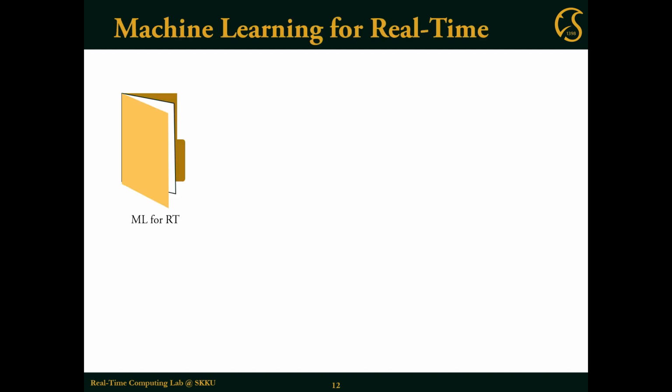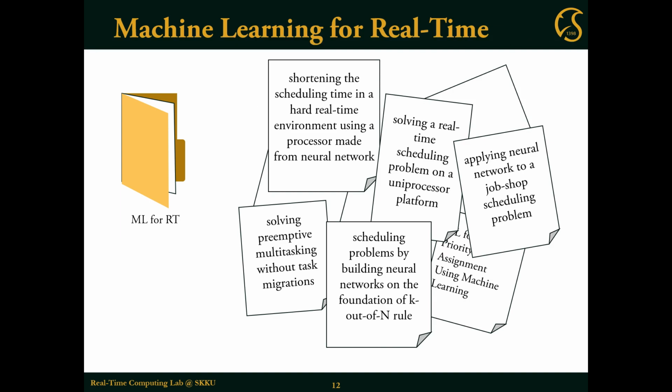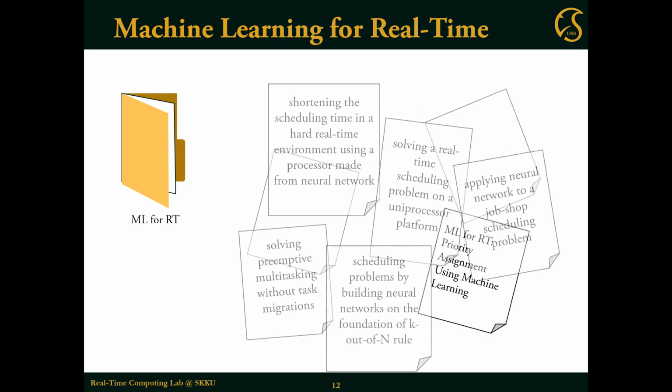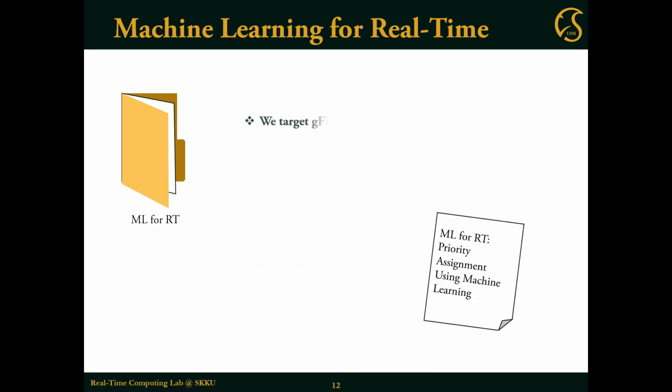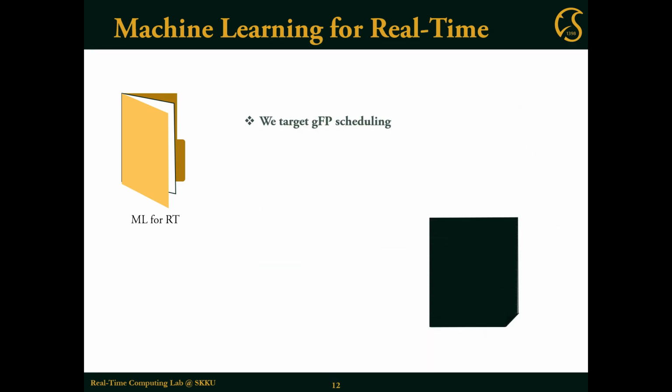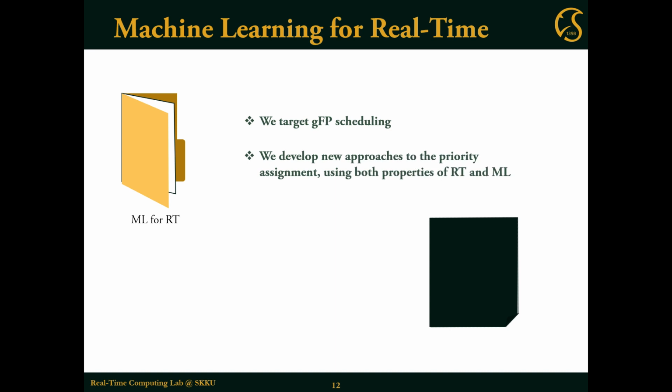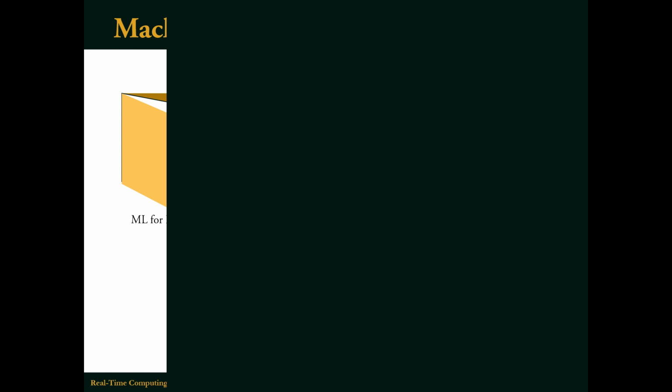In the past, there have been studies that have blended machine learning with real-time related topics, such as solving preemptive multitasking without task migrations, applying neural networks to a job shop scheduling problem, and so on. But our research is distinctive in that we target GFP scheduling and we develop new approaches to priority assignment using both properties of real-time and machine learning. Now I'll talk about what we did to find schedulable priority assignments.